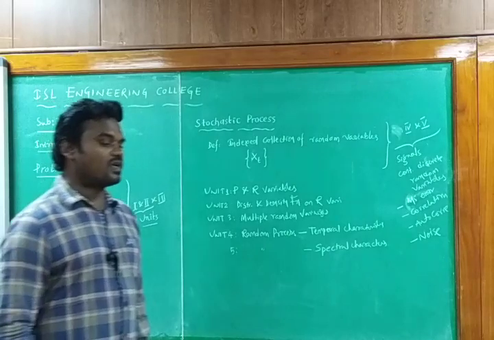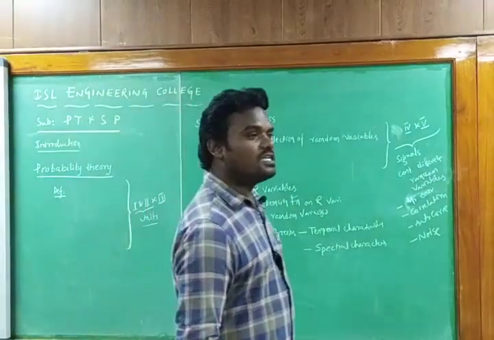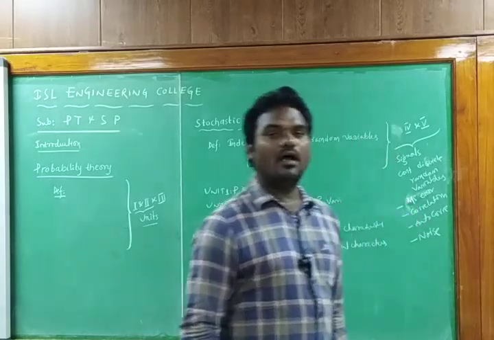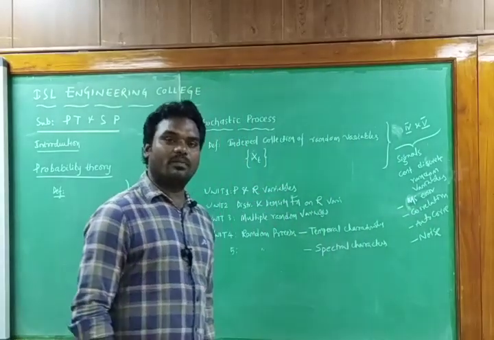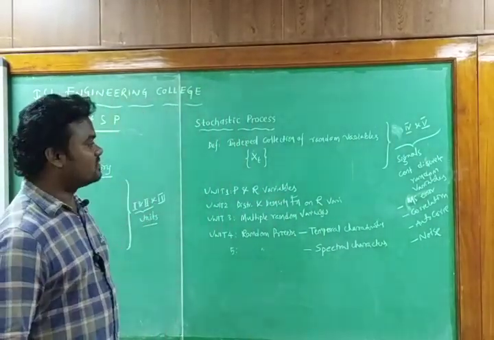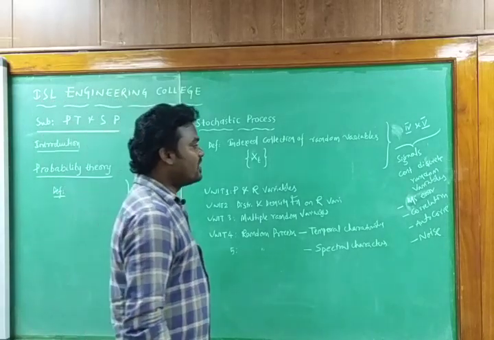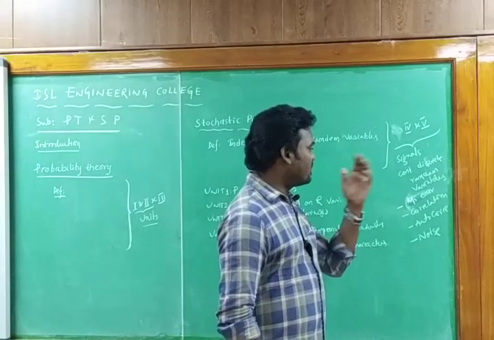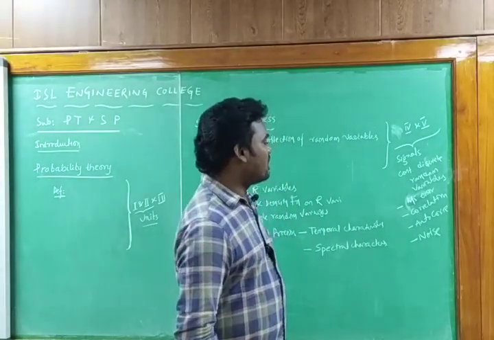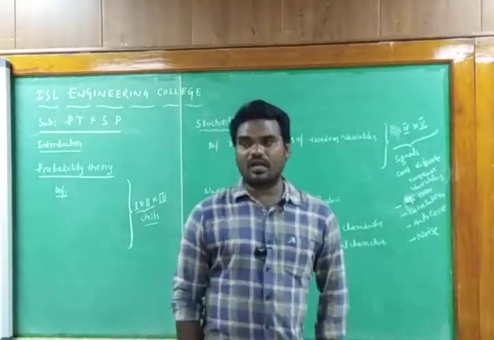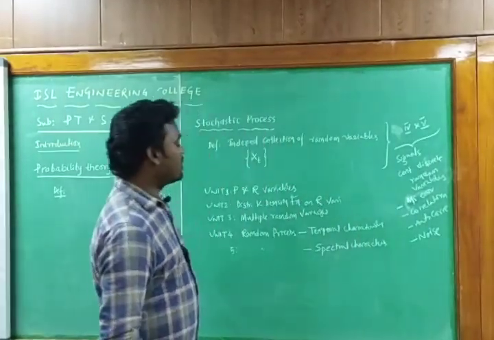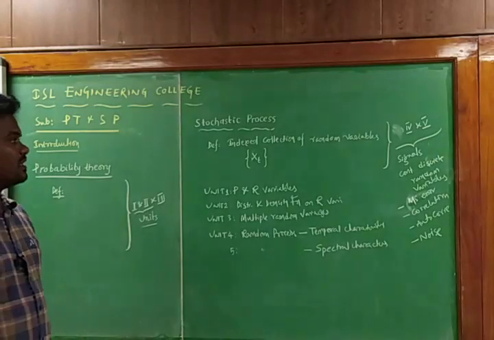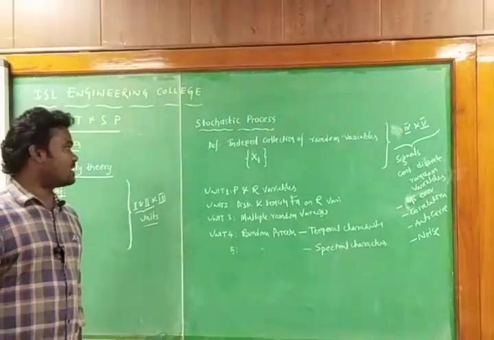By using the stochastic process, you can easily analyze the random variable, that may be a single random variable or multiple random variables. With respect to those random variables, we can apply the random variable concept to various signals, and we can calculate the mean square error, correlation, autocorrelation, and sometimes we can calculate the noise also. This is the stochastic process.